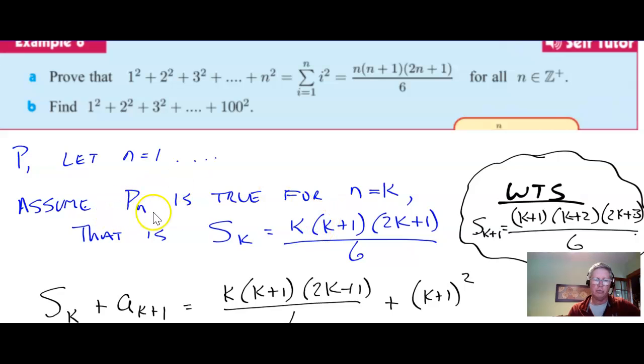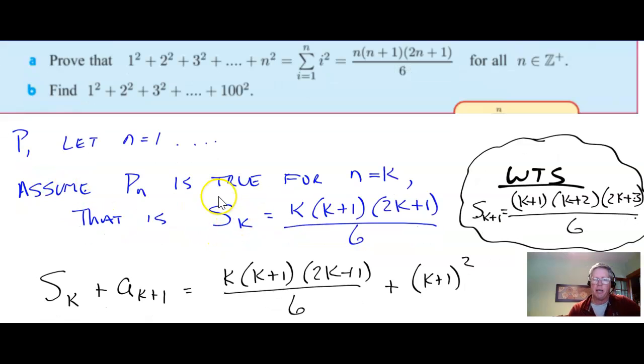We're going to assume P sub n is true for n equals k. We're going to write this every single time we do this problem. And what does that mean? That means the sum of the first k is equal to k times k plus 1 times 2k plus 1 over 6. Notice I have it right here. All right, at this stage, I always like to show what S sub k plus 1 looks like if I plug it into the formula. This is actually what we want to get to. We want to somehow start with this and end with this.